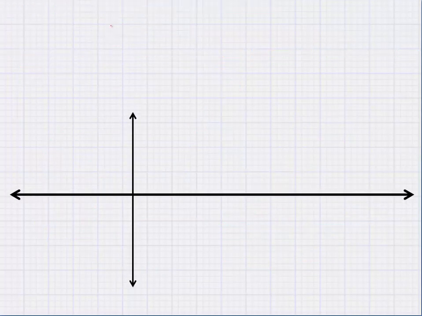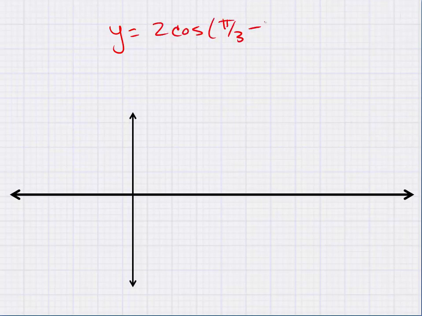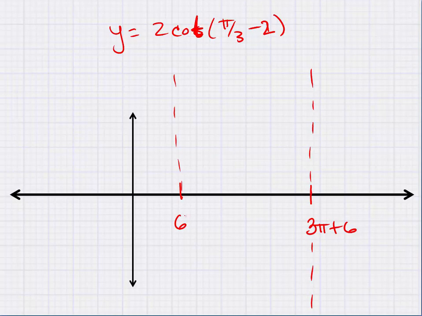So we have y equals 2 cotangent of x over 3 minus 2. Cotangent. We said that 6 is going to be one vertical asymptote. The next one's going to be 3 pi plus 6. And that's just some number, so it's somewhere down here. This is a vertical asymptote. This is a vertical asymptote. Directly in the middle is an x-intercept. I'll draw my graph like this.